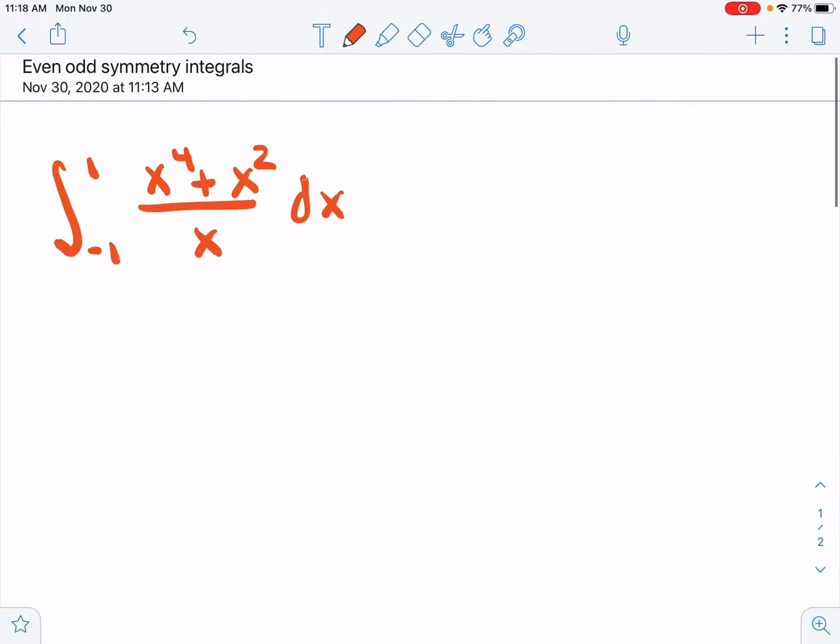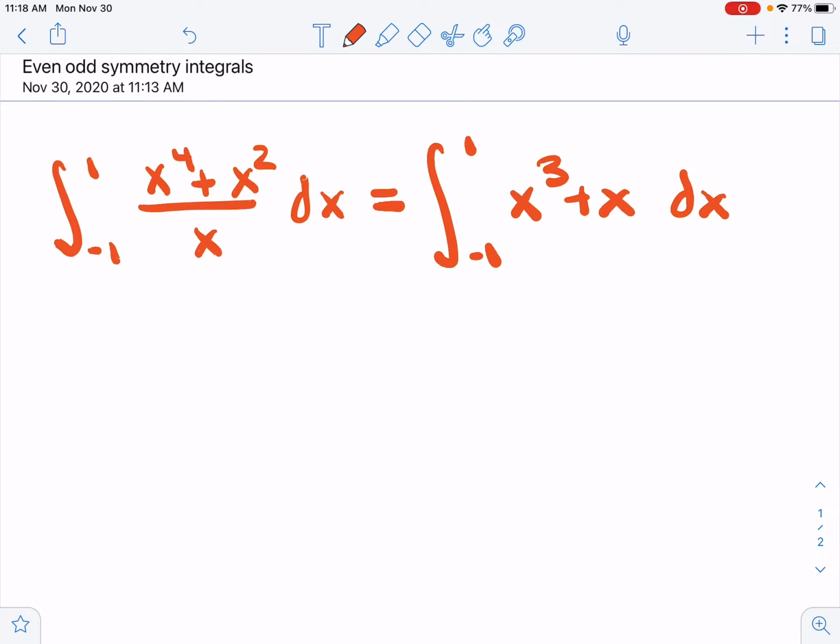All right, we're going to do two integrals. Each has a different symmetry, even odd symmetry, that allows us to do the integral a little bit easier. For this first integral, the first thing we want to do is what we would normally do, and that is take these two terms over one common denominator and write it as two separate terms.